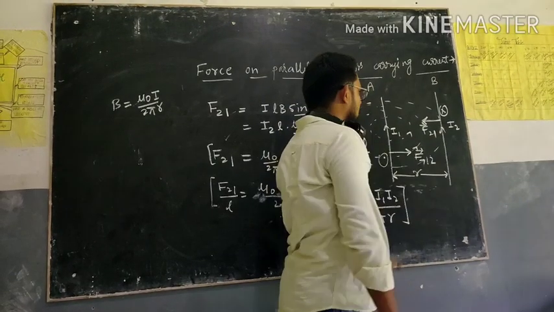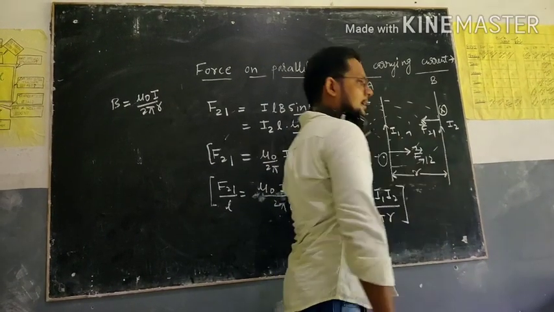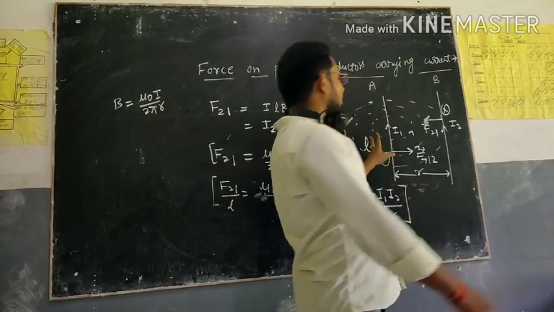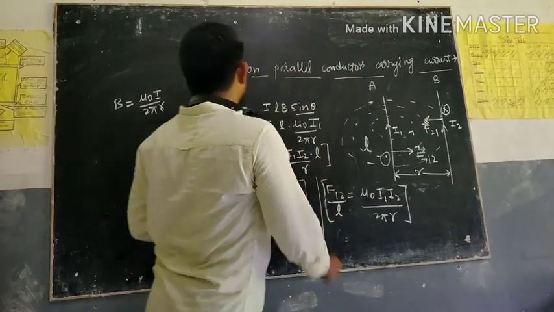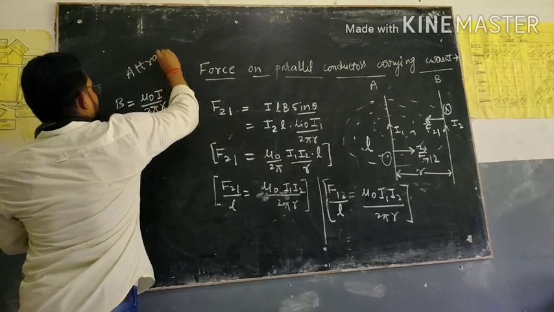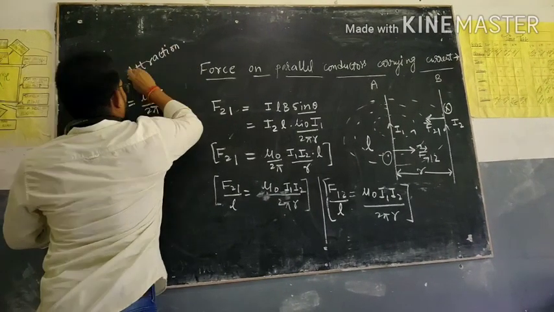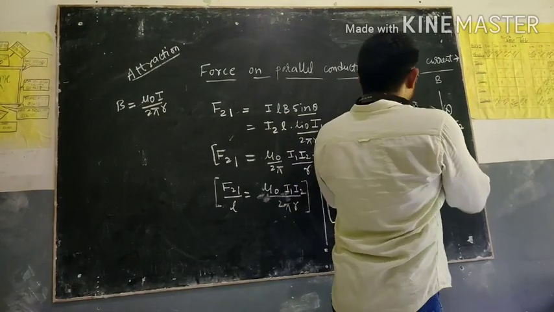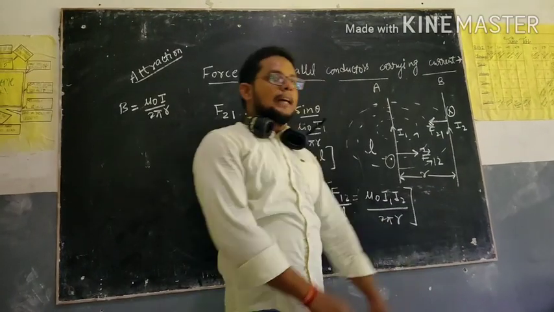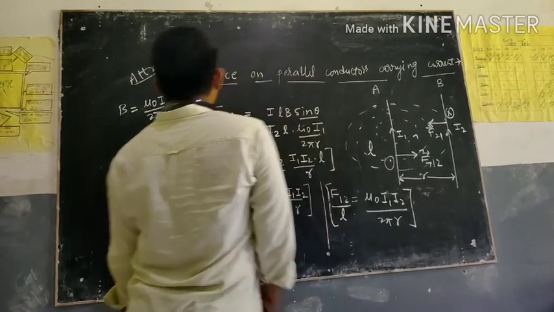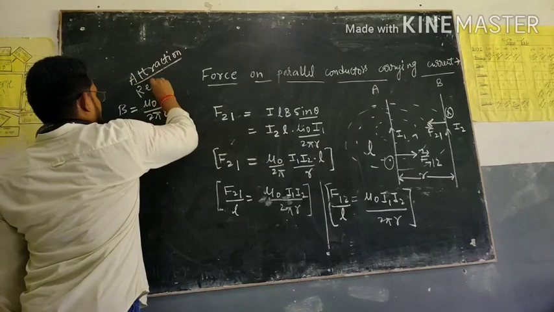What can you see? Both are attracting each other. So, for the two parallel wires, if the current is in same direction, the force will be attractive. Yes, the nature of force is attraction. And if in two parallel conductors, the direction of current is opposite to each other, they will repel each other.